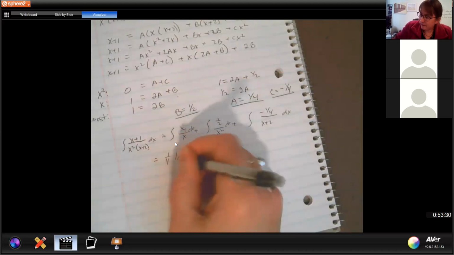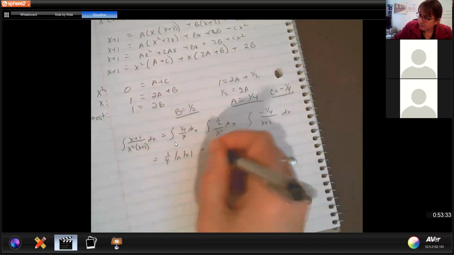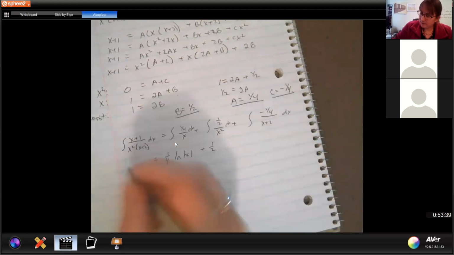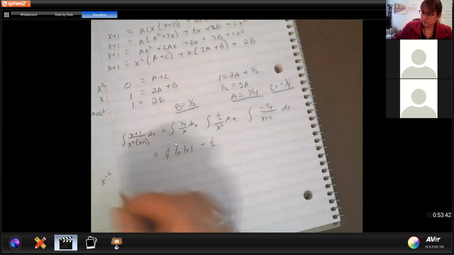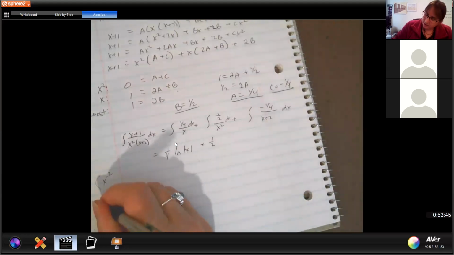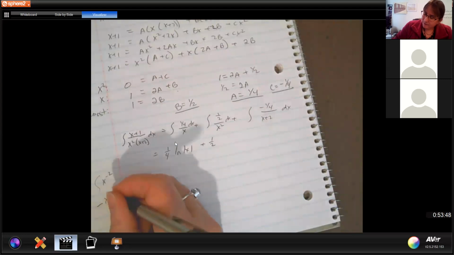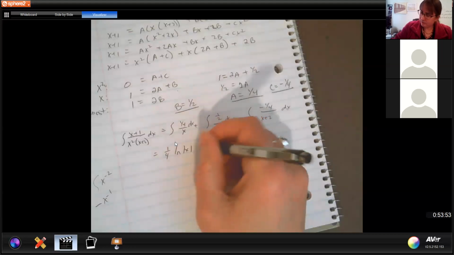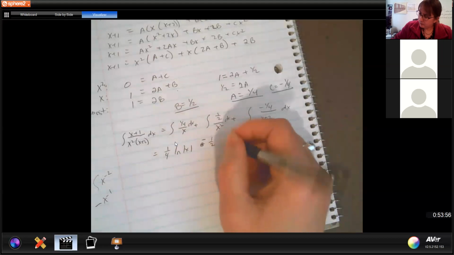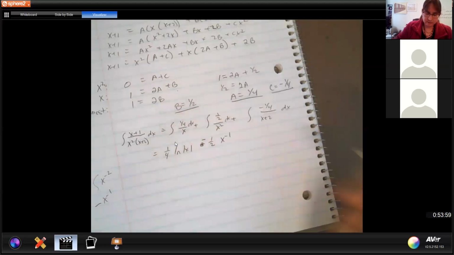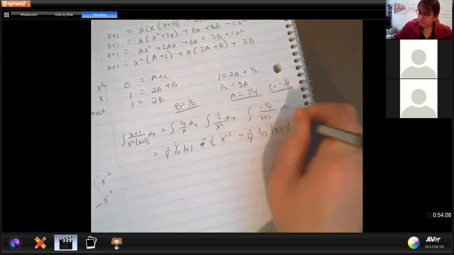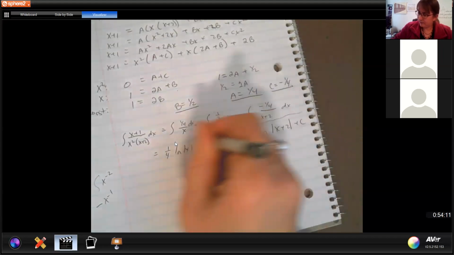So 1/4 ln x plus 1/2, let's see, this is x to the negative 2. Negative x to the negative 1. So this is going to be negative 1/2 x to the negative 1. And this one's minus 1/4 ln x plus 2. I think that's everything.